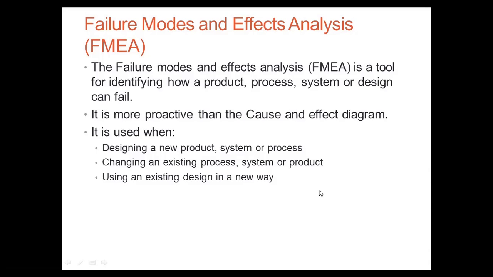So, for example, if you want to make the transition from using a knife to cut meat in a butcher shop to using an automatic meat cutter. So what can go wrong? Of course, one of the things that can go wrong is if somebody's finger gets in contact with the automatic meat cutter, the person's finger can be chopped up. Then we also use it when using an existing design in a new way.